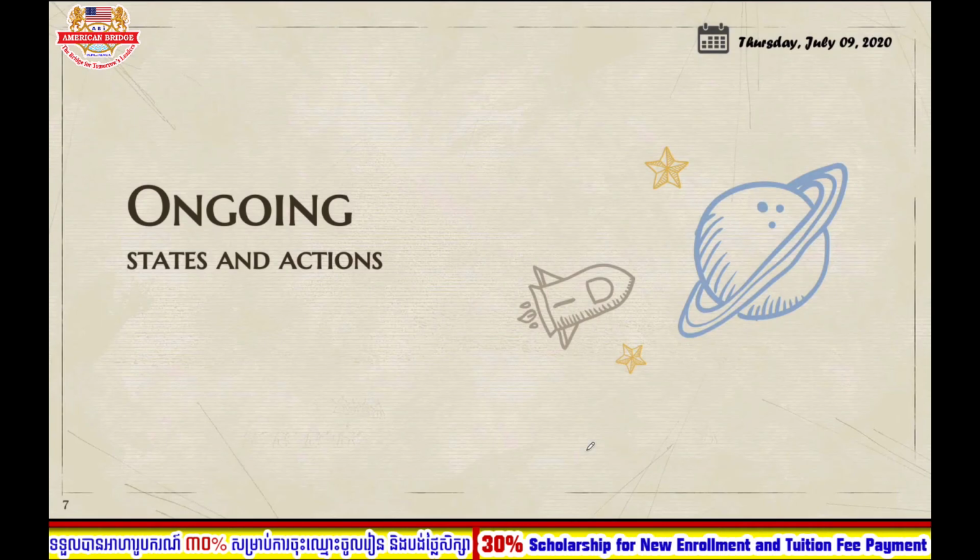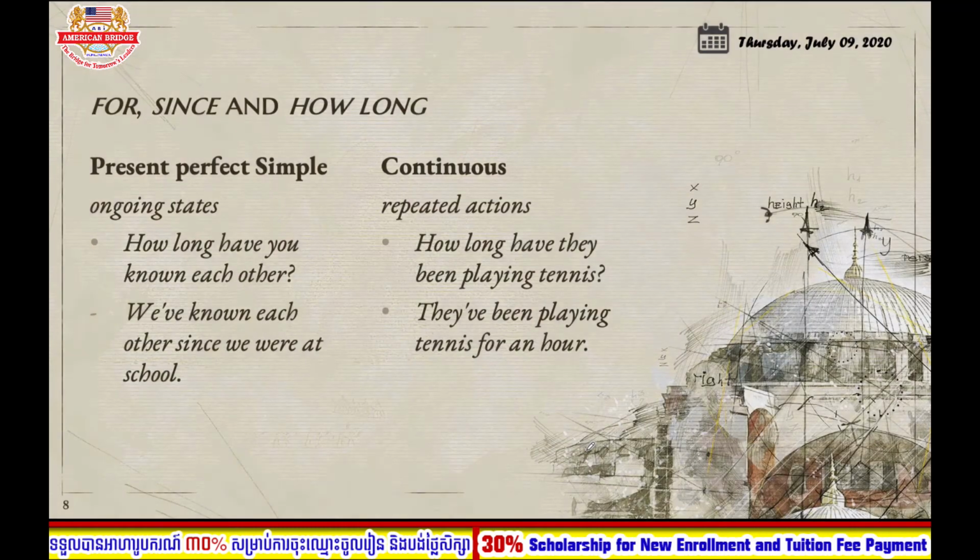So here we are going to talk about the ongoing state and action, which has something to do with the state verb and the action verb. So if we're talking about ongoing state, we focus on the action which has happened in the past, and we focus on the durations or the state of the actions. Let's look at the example.